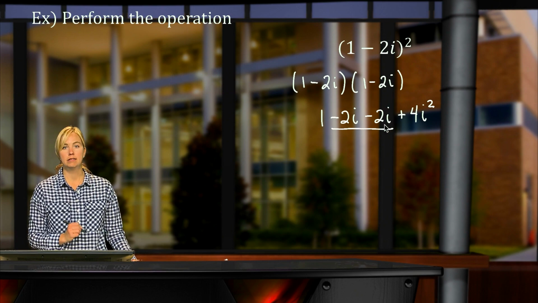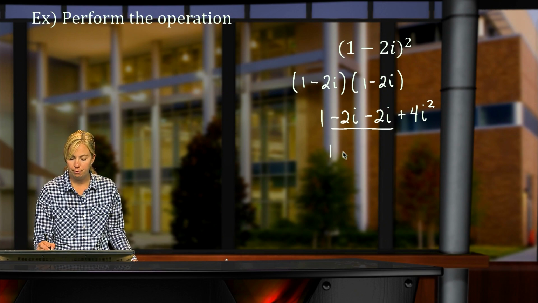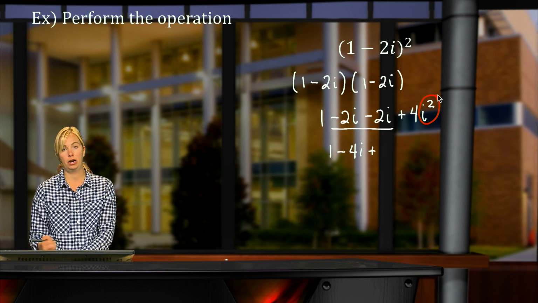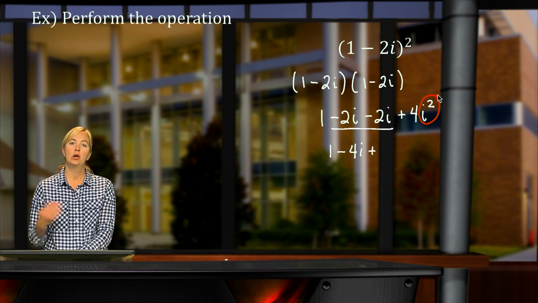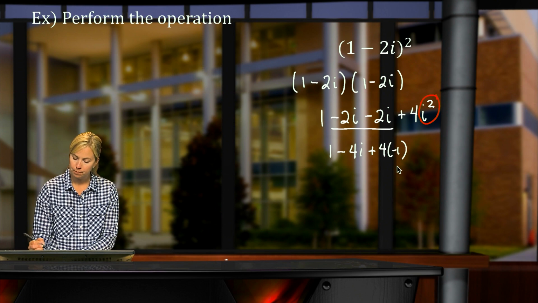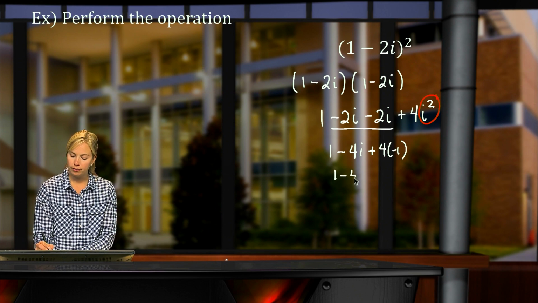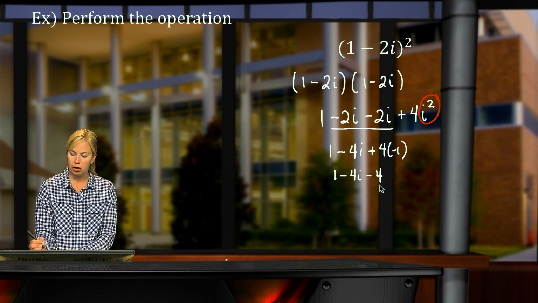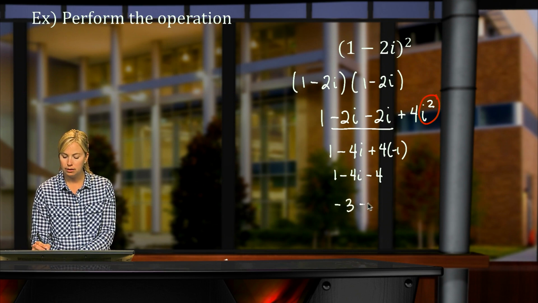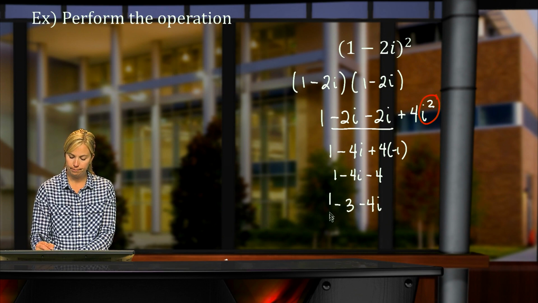Now here we see like terms, so we're going to combine those. We have 1 minus 4i plus, what we need to recognize is that i squared. Anytime we have i squared, we need to replace it with negative 1. So this is 1 minus 4i minus 4, and we can combine our constants: negative 3 minus 4i.